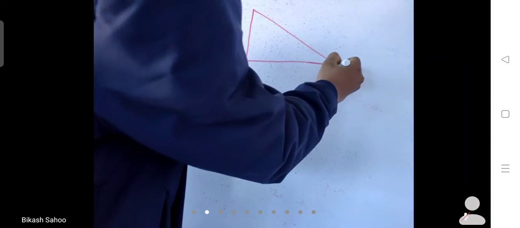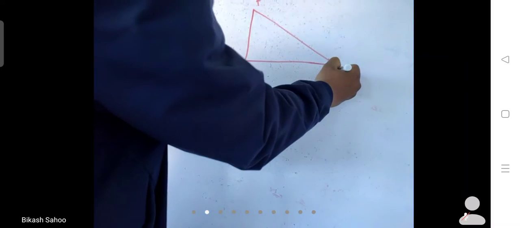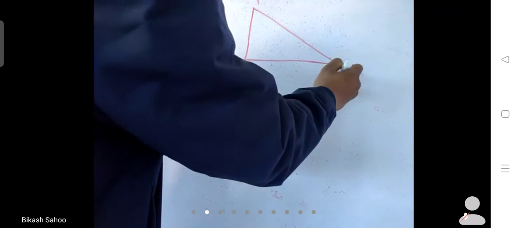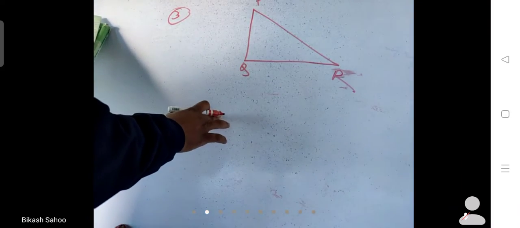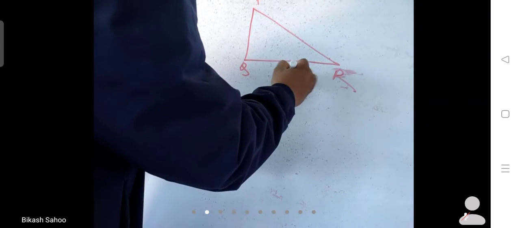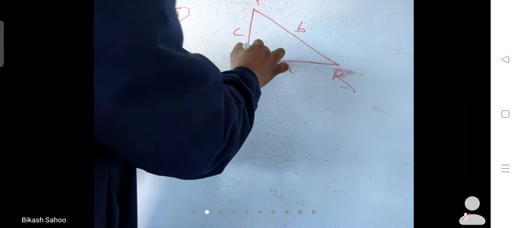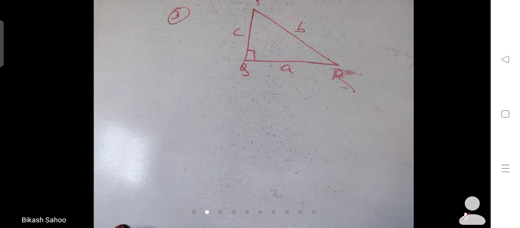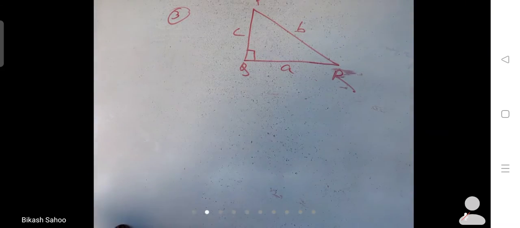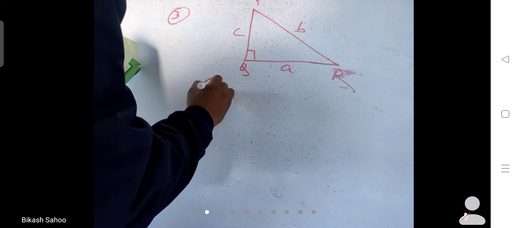Number three question. Here is a right angle triangle and the right angle is at Q. Triangle is PQR, and the sides are given by A, B and C. A, B, C are the sides of the right angle triangle. So speak me, which one is correct?